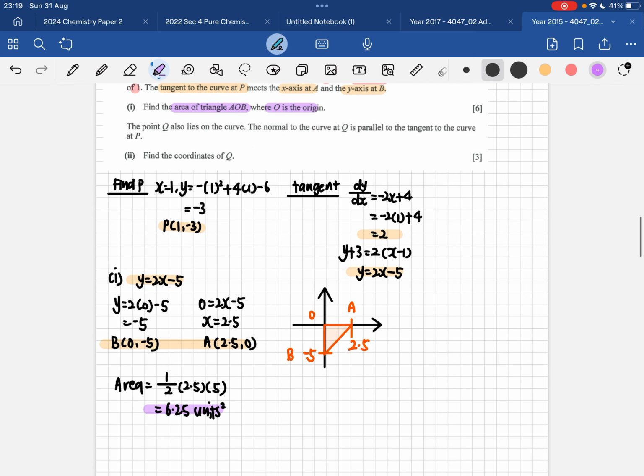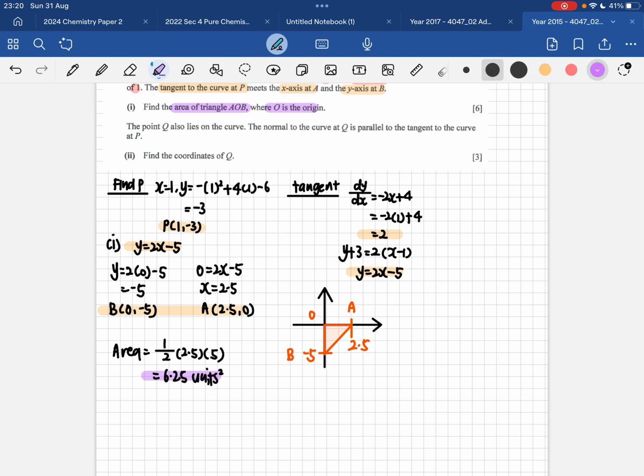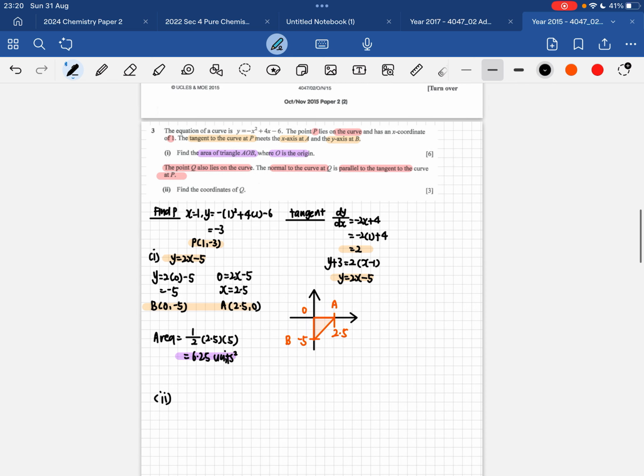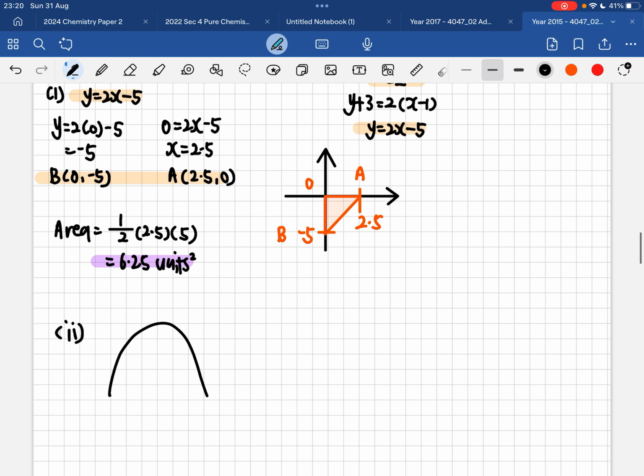Then for part II, what I have is that Q lies on the curve. The normal to the curve is parallel to the tangent at P. So let's say I just draw and visualize, okay? Let's say I have a curve, I just draw it roughly. This is the point P.